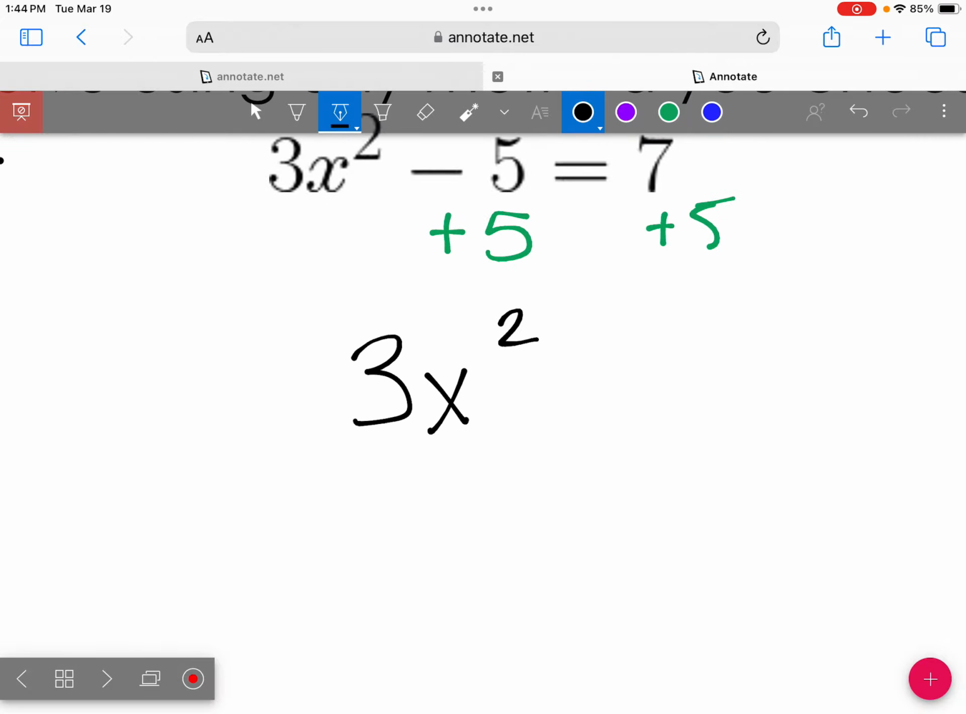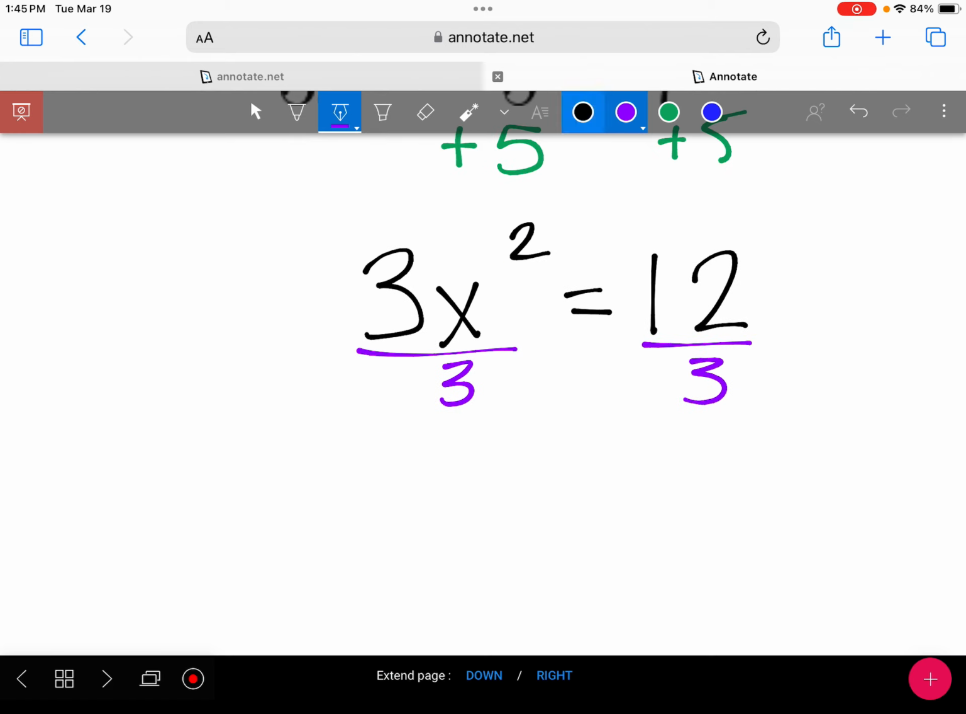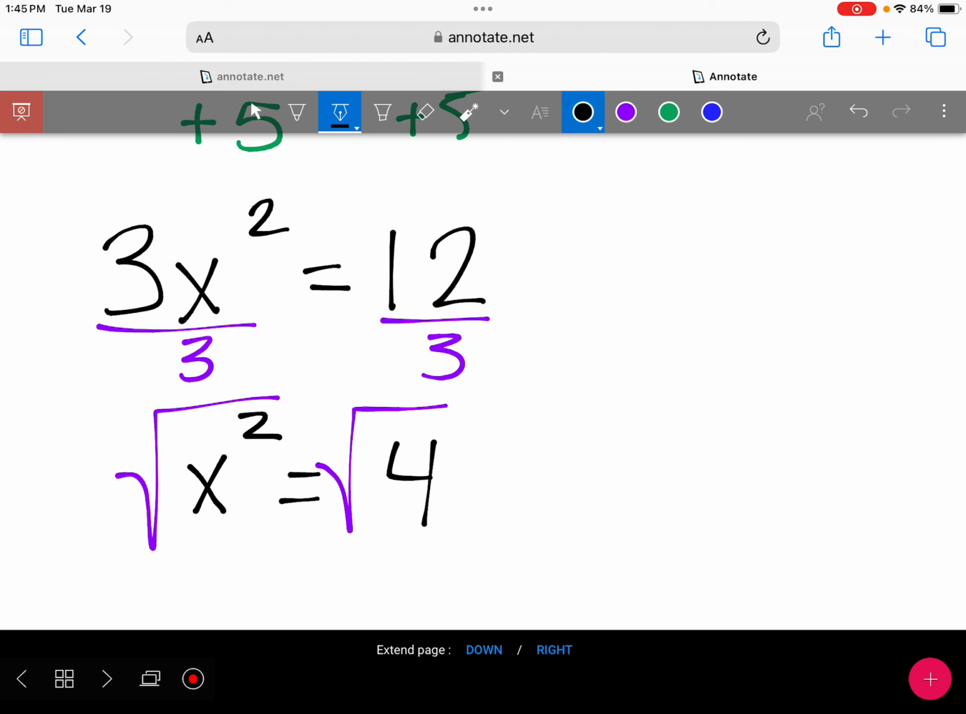And very familiar. So we're going to have 3x squared. When we add 5 to both sides, we get 12. Then what should we do? If I square root it right now, let's divide by 3 next. So here we go. Let's try that. So that gives us then x squared equals 12 divided by 3 is 4. Now what do we do? Square root. So what does x equal? 2.